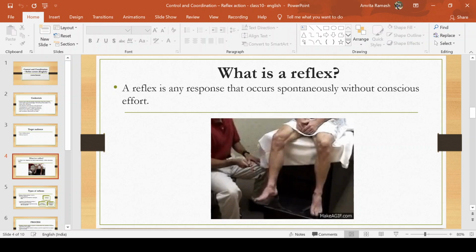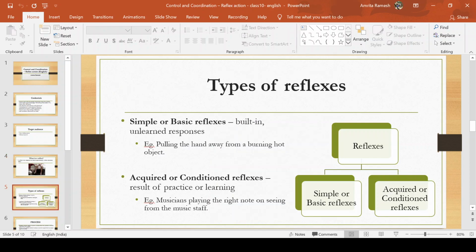Now let's move on and see what the different types of reflexes are. There is a simple or basic reflex, and there is an acquired or conditioned reflex. Let's quickly understand what each of these means. A simple or basic reflex is something that's inbuilt and does not require learning.